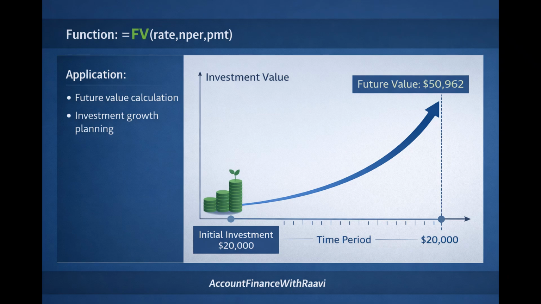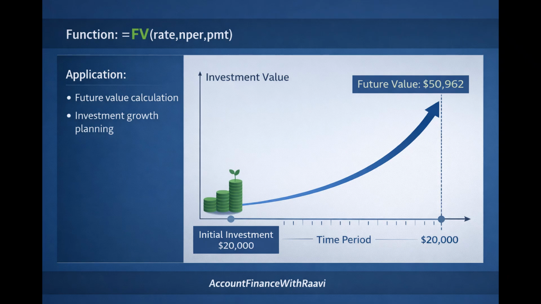Then future value. Another function which we generally use in Excel is future value. How to compute the future value? In order to do the future value calculation, we will be using the function FV. So how to execute this particular FV? You can find the syntax in the sheet.